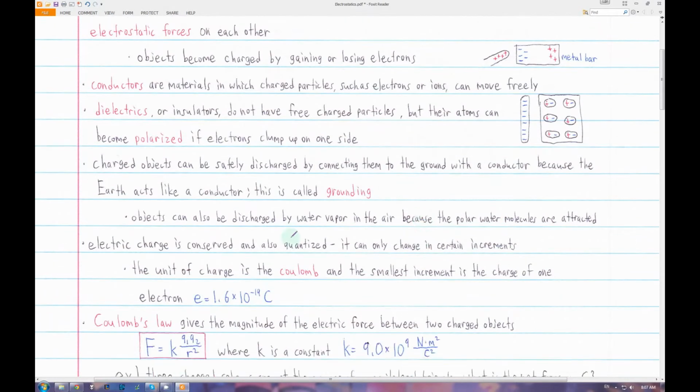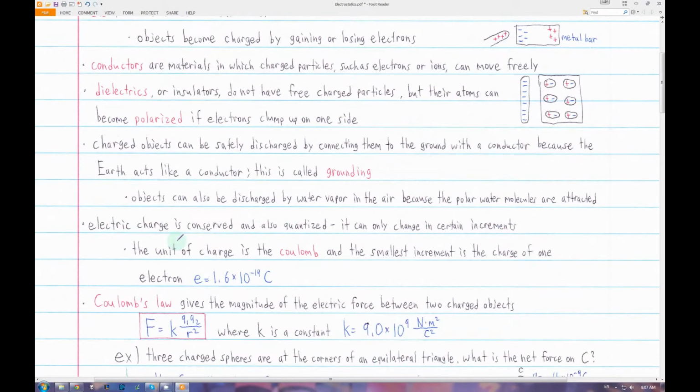So electric charge is conserved. You can't just create it out of nowhere or destroy it. And it's also what we call quantized, which means it can only change in certain increments. For example, if you're dealing with cash, the smallest increment you can give or receive is a penny. You can't give someone half of a penny.